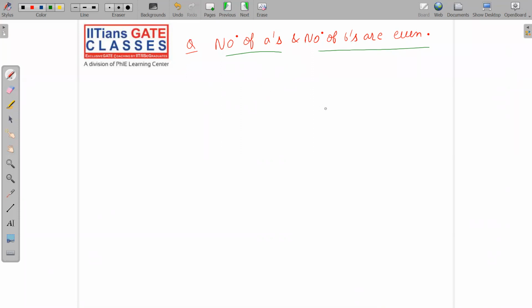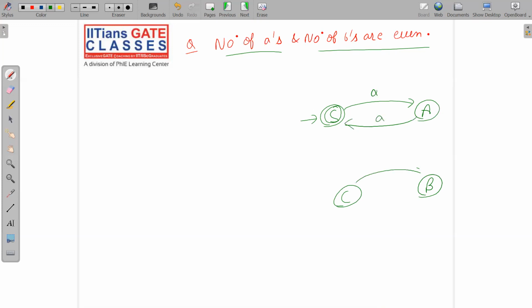Okay, so let me say it this way. We will have a start symbol as S, A, B, and C. This will be your initial as well as final, because null has number of A's and number of B's even. So you remember the automata? A, B, sorry, B and B. Okay, I hope you remember all these things. So number of A's and number of B's are even, so your S will be final.